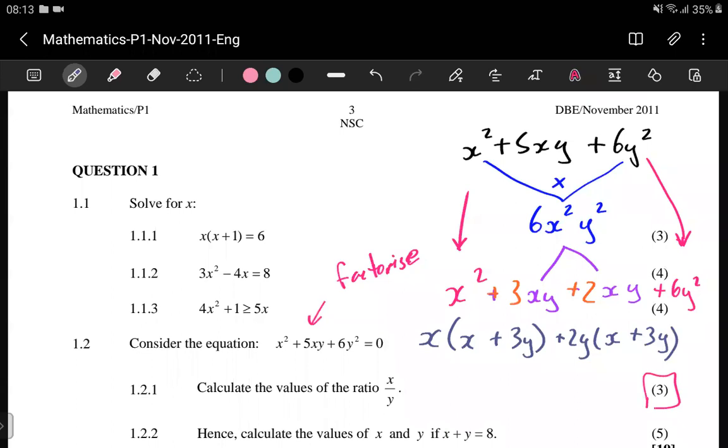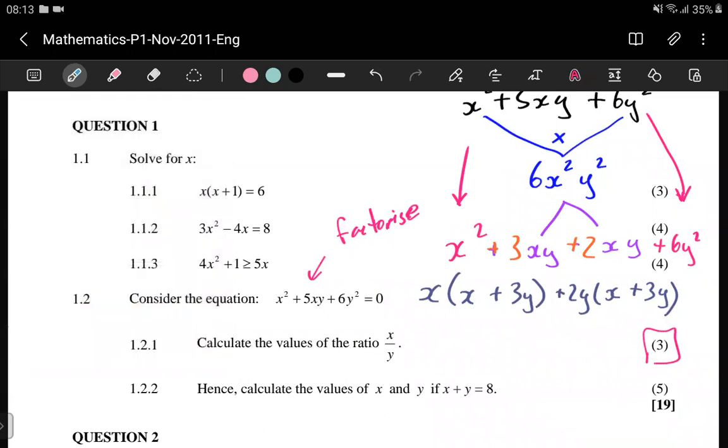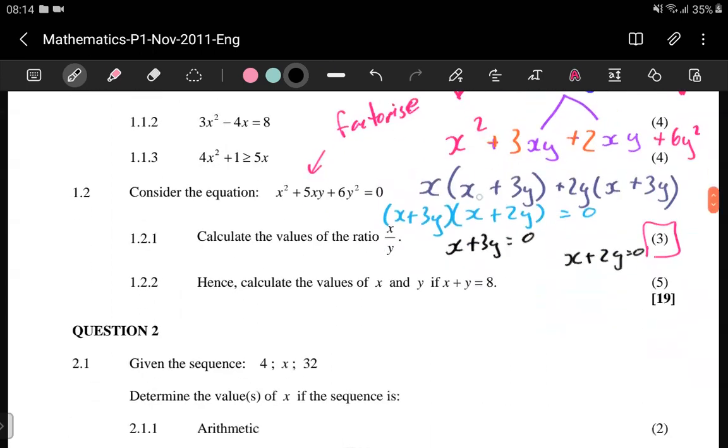So with that being said, we need to keep in mind the following. Now you can take out x plus 3y as a common factor, that bracket, and what's left is x plus 2y. Now remember, since we're factorizing, this is equal to 0. So the first bracket is equal to 0, and the second bracket you also make equal to 0. So the 3y can go to the other side, and since you want the ratio of x over y, you can divide both sides by y.